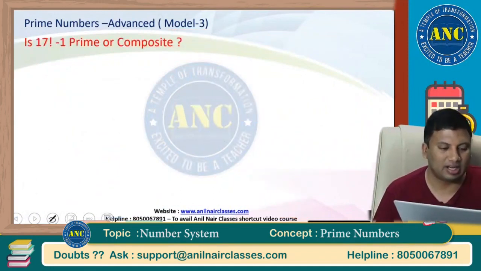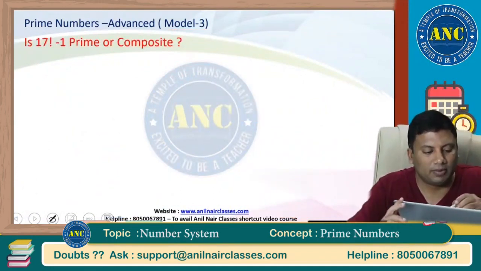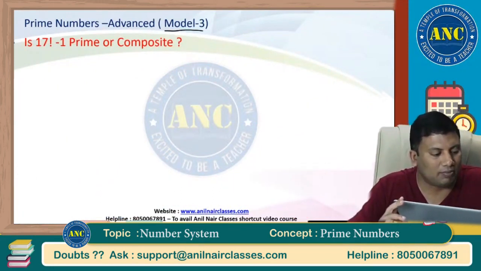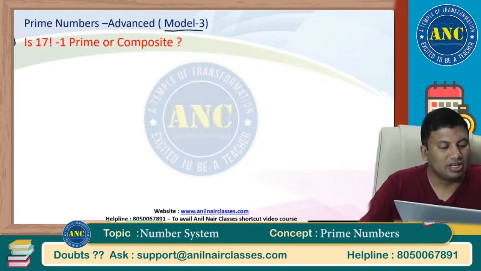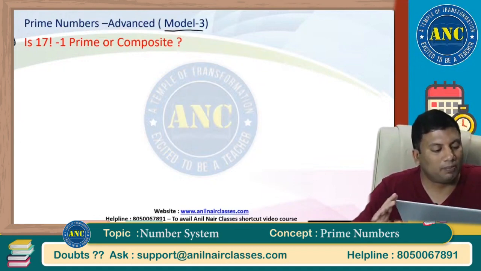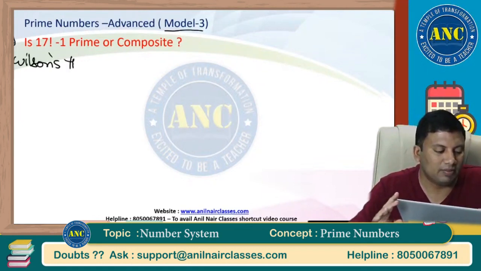Next one, another good question, sir. Prime numbers, model number 3. Question number 3. Is 17 factorial minus 1 prime or a composite number? Wilson's theorem. By using Wilson's theorem, you can solve this question very, very fast.